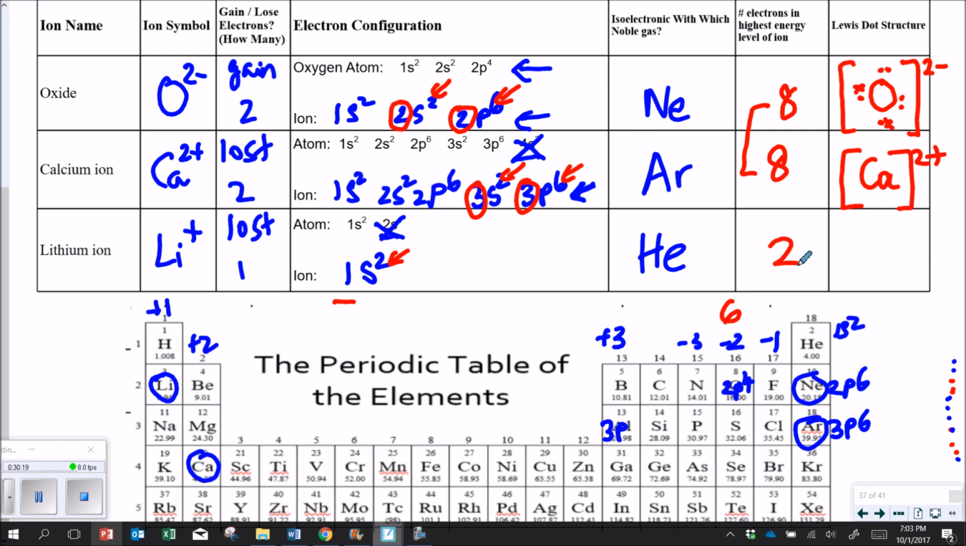And we have said that for helium, a stable electron configuration is 2 and not 8, because it doesn't have 8 electrons. So the Lewis dot structure, again, it is a positive ion, so I write lithium, nothing around it as far as dots or crosses, and I put my square bracket and I show a charge of +1.